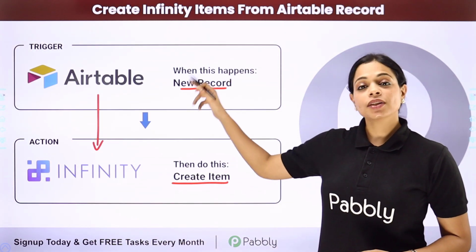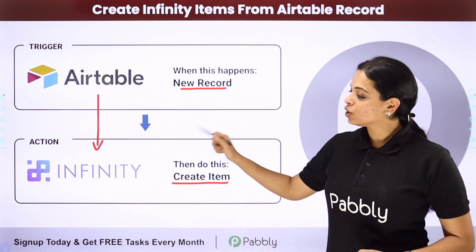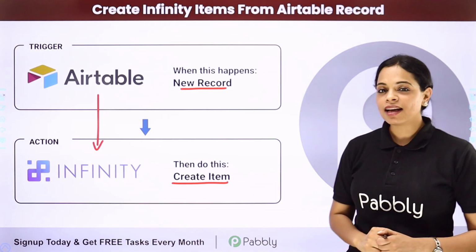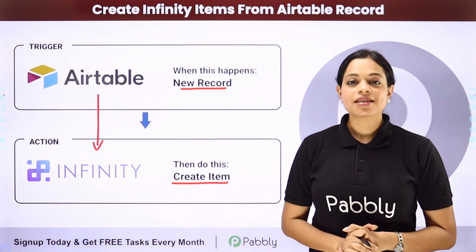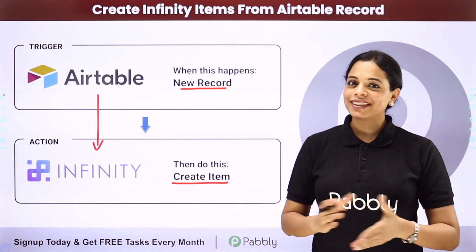So here my trigger application will be Airtable and my action application will be Infinity. Now, how can you do this yourself? Integrate and automate this entire process. To understand that, let me take you to my screen.